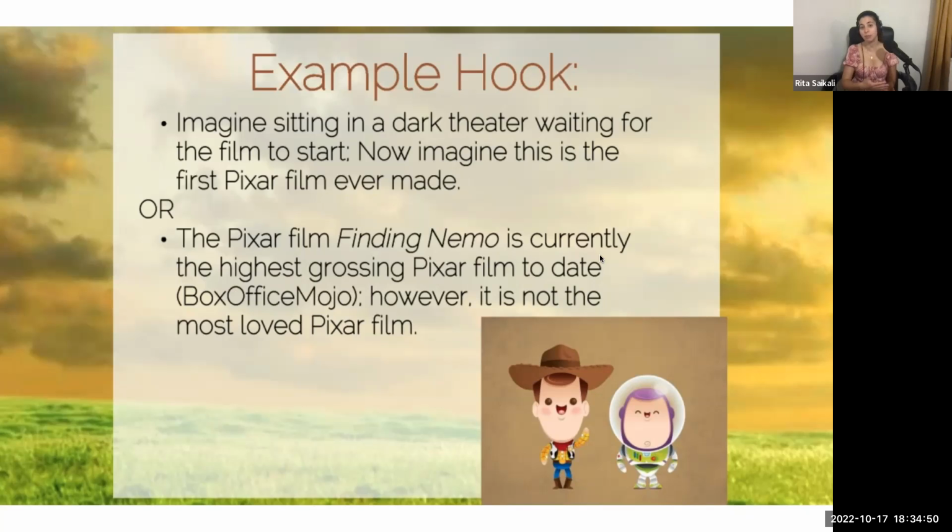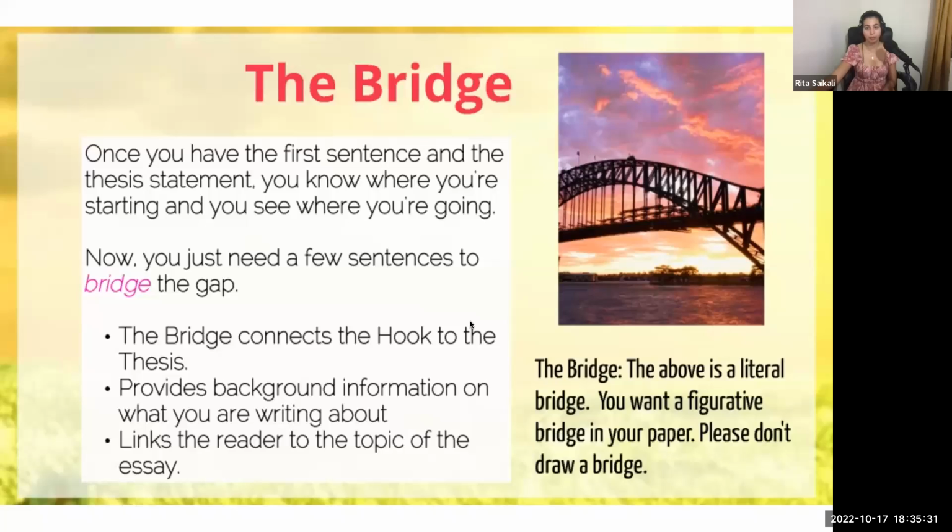Another way of doing it is: the Pixar film Finding Nemo is currently the highest grossing Pixar film to date. Box Office Mojo is where they got the statistics. However, it's not the most loved Pixar film. So even though it made the most money, it is not the one that people love the most. And that is a surprising fact. Does that make sense, my good people who are in class? And again, if you're not in class and you have questions, post them below. That's what we're here for.